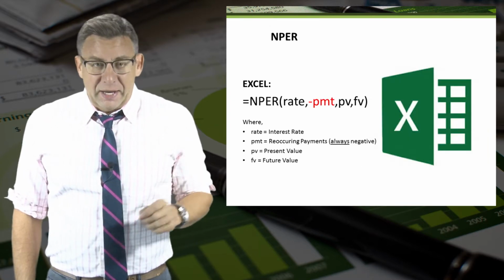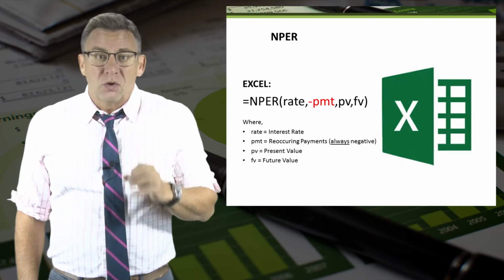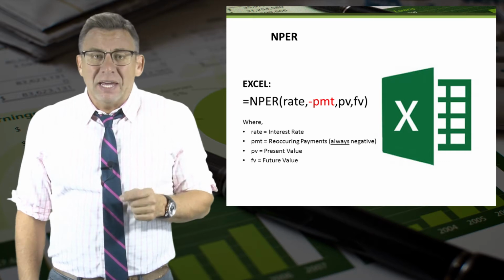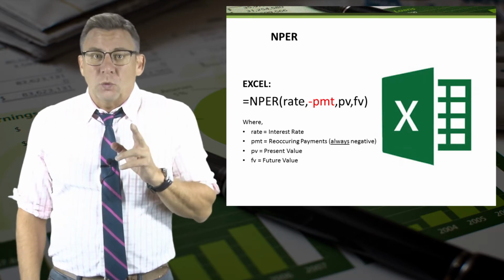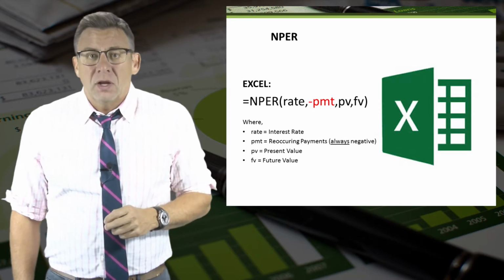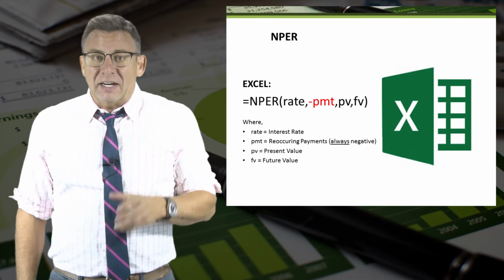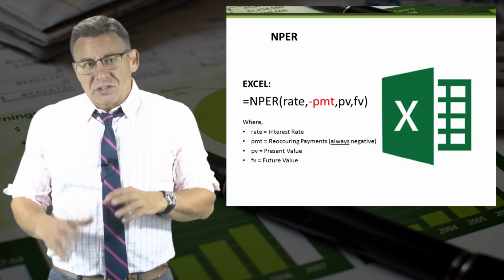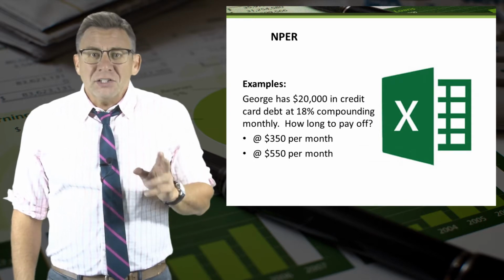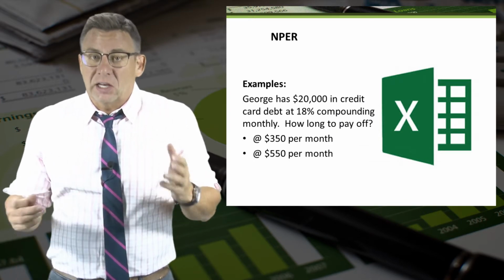The formula is equals NPER, open parentheses, rate, which is the annual interest rate, minus PMT, which is a recurring payment amount and always negative, PV, which is the present value, and finally FV, which is the future value and might often be zero. Let's look at two scenarios where we calculate the number of periods until a loan is paid off.